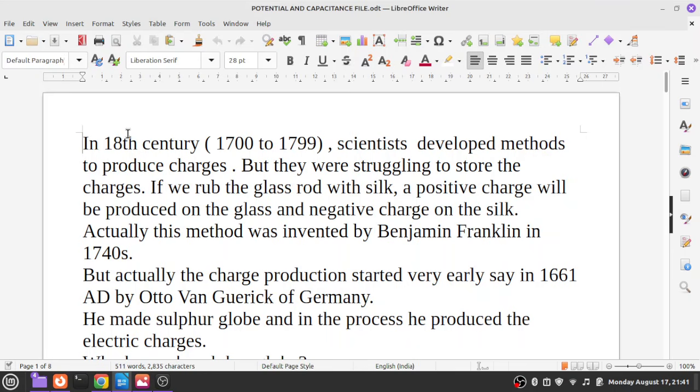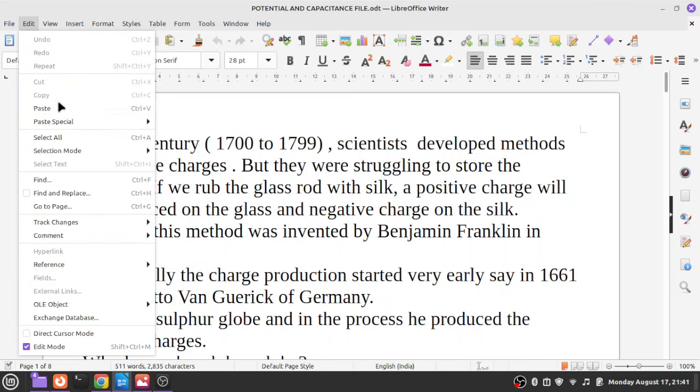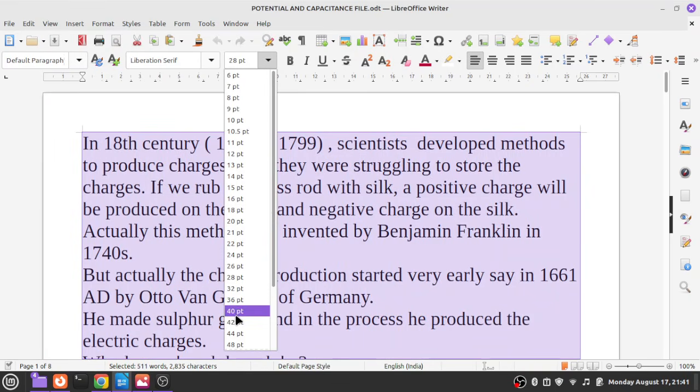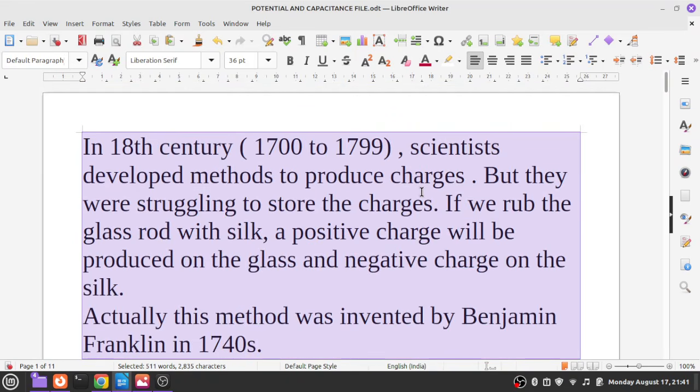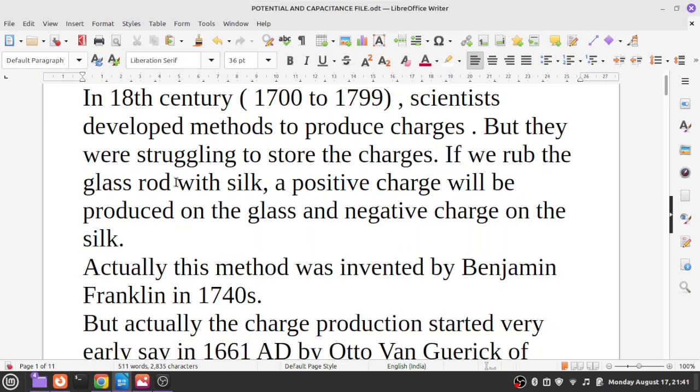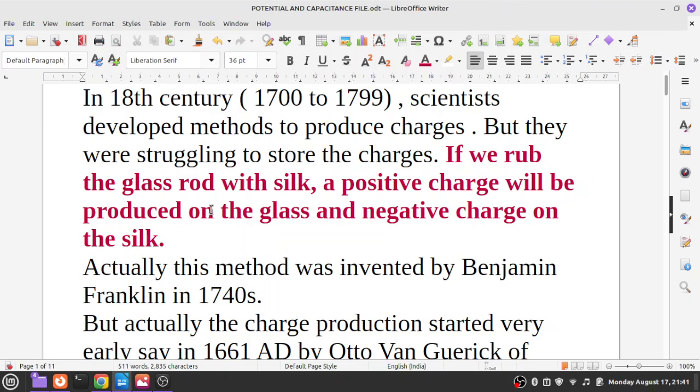If you want to simply produce charge, the simplest method is like this. If you rub a glass rod with silk, a positive charge will be produced on the glass and a negative charge on the silk.